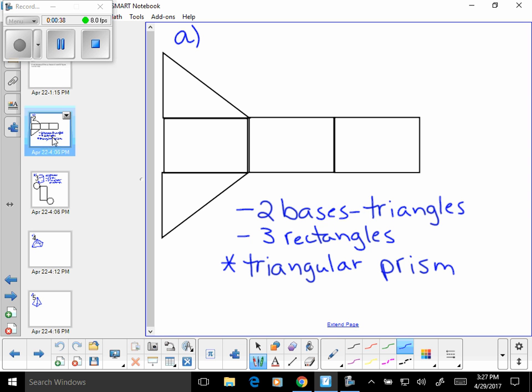Now remember that if you have lots of rectangles, you're probably going to be looking at a prism. And in this particular diagram, we can see that we have two triangles and three rectangles. That means that those two triangles are actually bases, and what we are looking at is the net of a triangular prism. This is part of what you're going to do on the worksheet: you're going to be looking at a net and determining which solid it is.